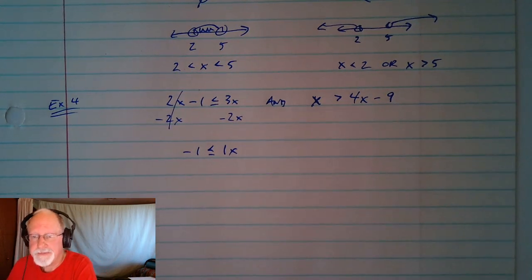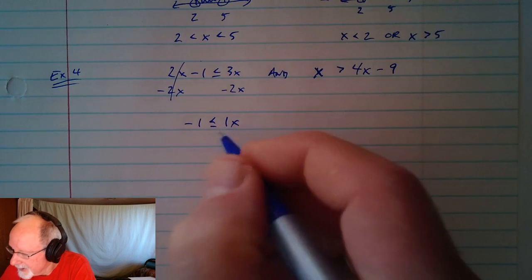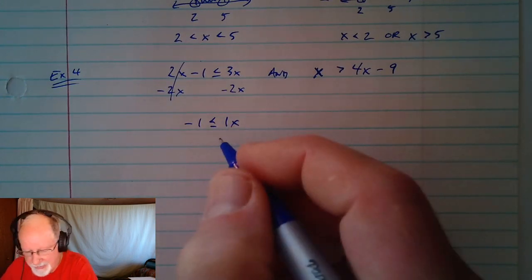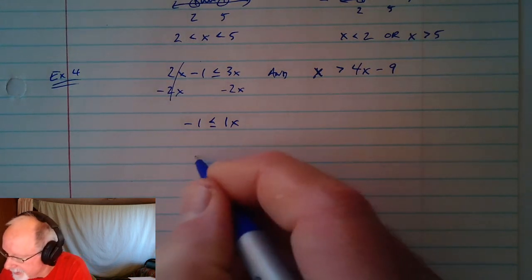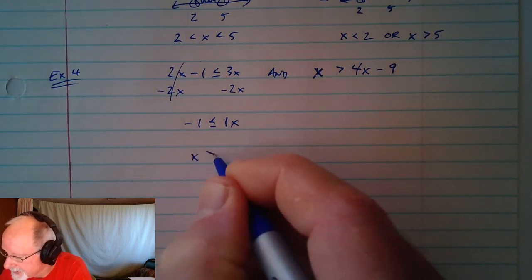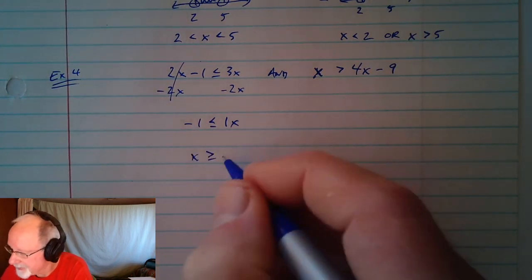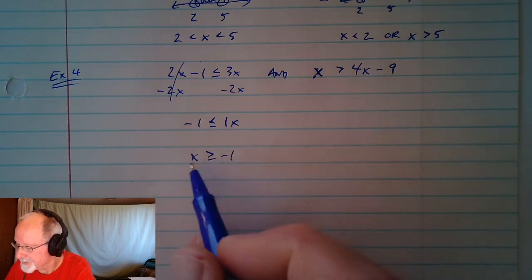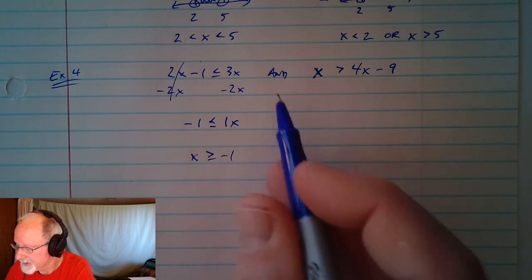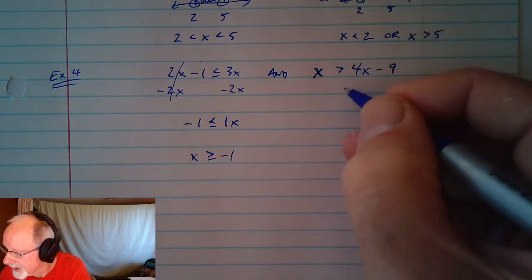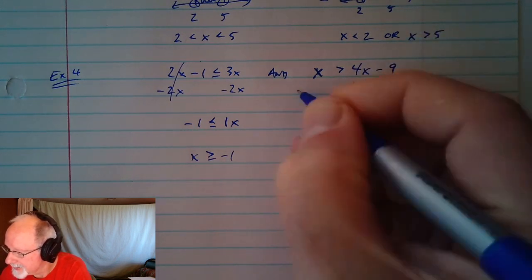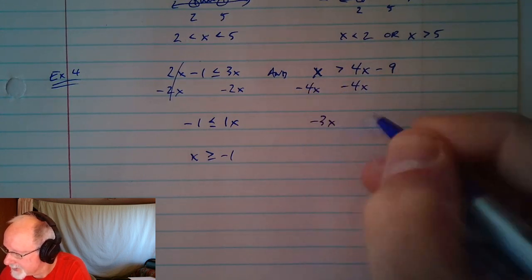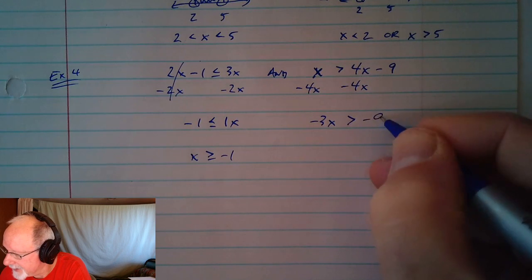And so I've got division by 1 here, which doesn't change anything. So I'm going to write this, reverse it just so the x is first. It's my preference on these kind of problems. x is greater than or equal to -1. So that's part of my answer. This is a compound inequality. So now I'm going to have to move this 4x over to the other side. And I get a -3x greater than a -9.